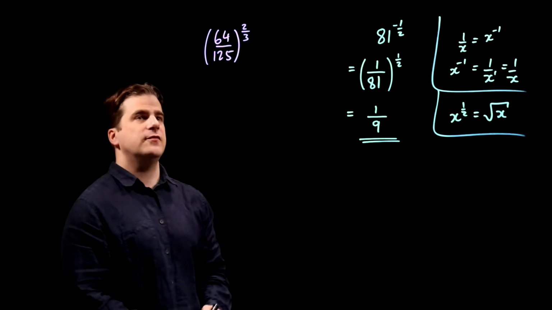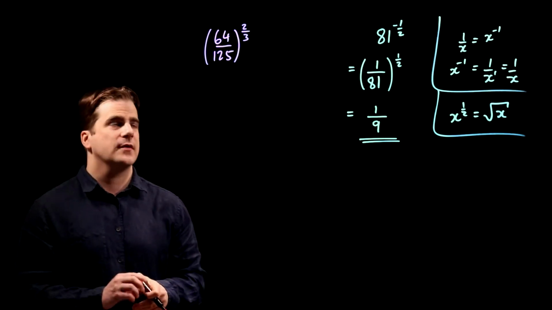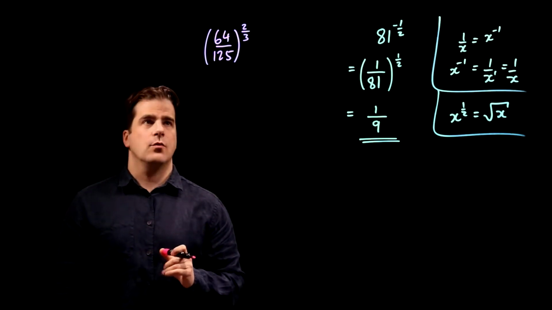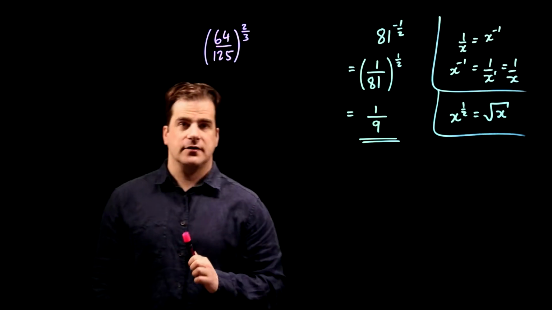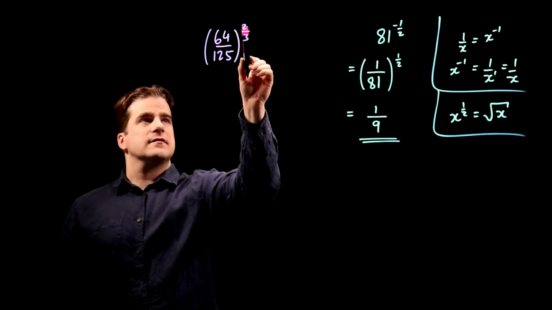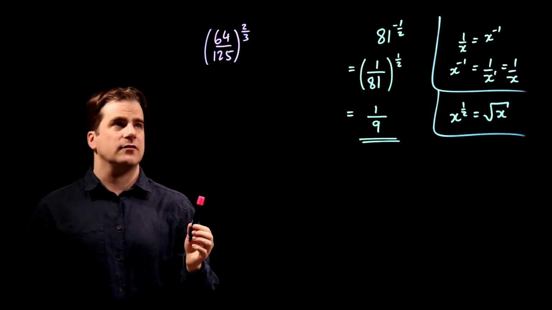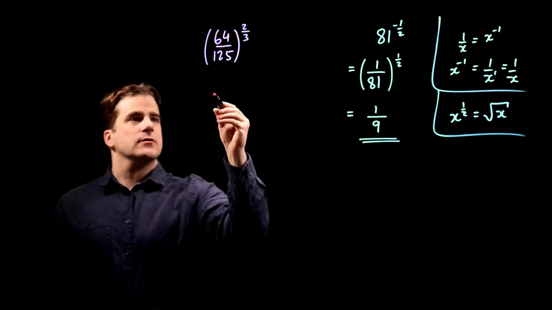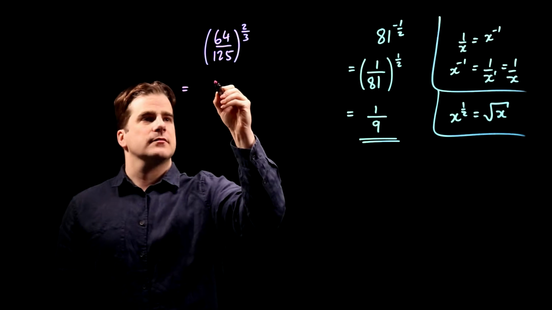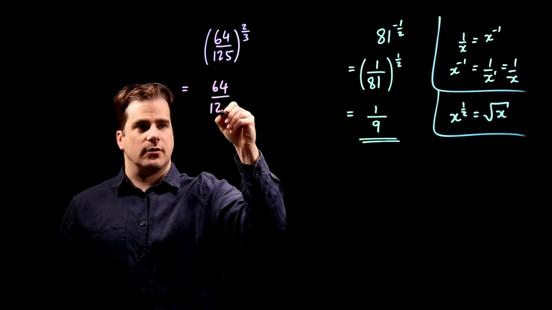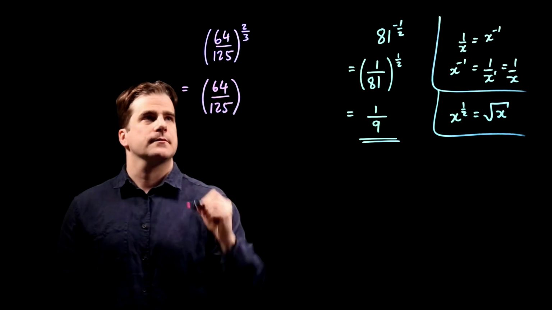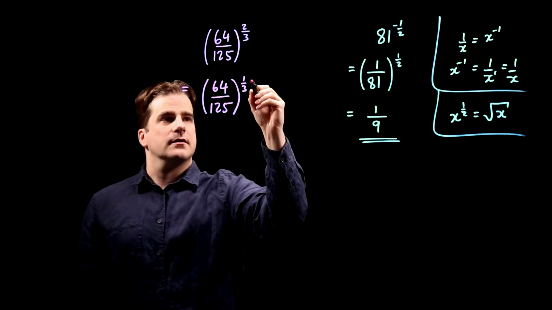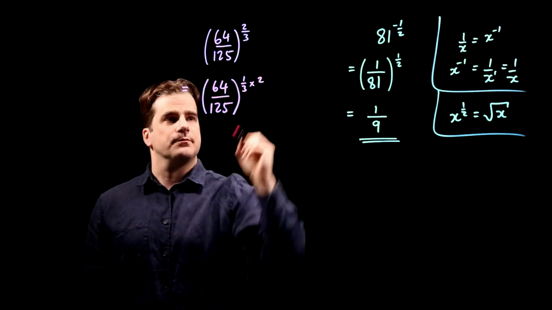Next, we have 64 over 125 to the 2/3. How do we approach this? Well, the thing to do is to split up this 2/3 into a third times 2. So we'll rewrite that as 64 over 125 to the power of, now 2/3 is a third times 2.